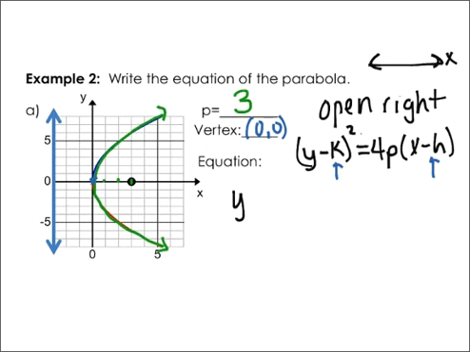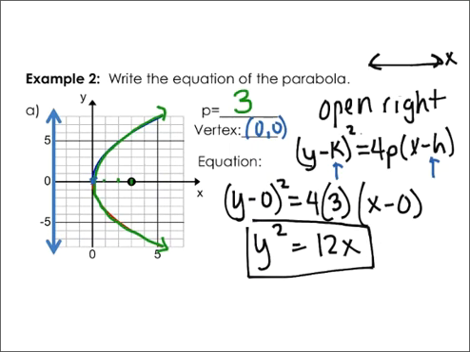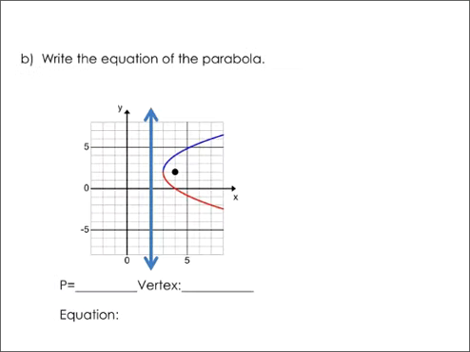We've got y, remember k is 0, so (y minus 0) squared is equal to 4. We figured out that p is 3, so we can write a 3 there. And then we also have (x minus 0), and we just need to simplify. I'm just going to write y squared equals 12x, because I don't need to write the 0. And there's my equation. Let's go on and try the next one.